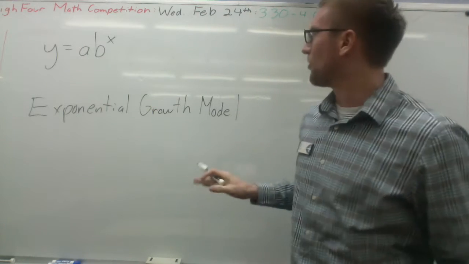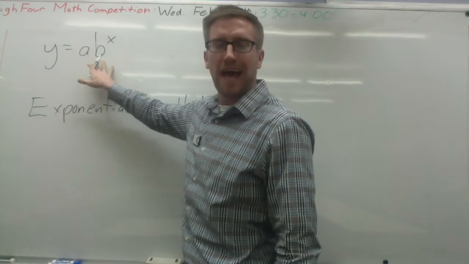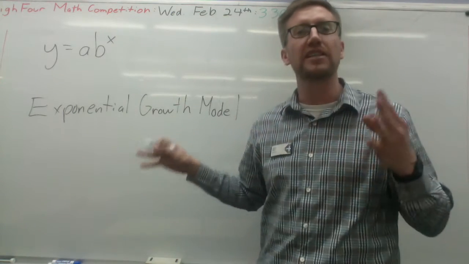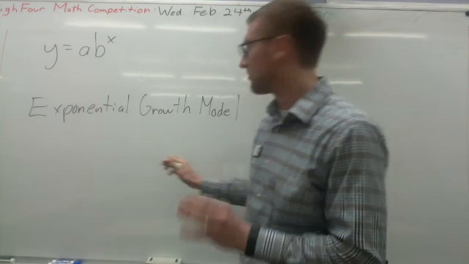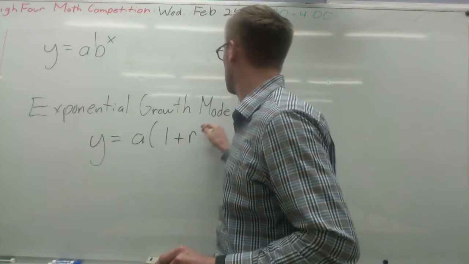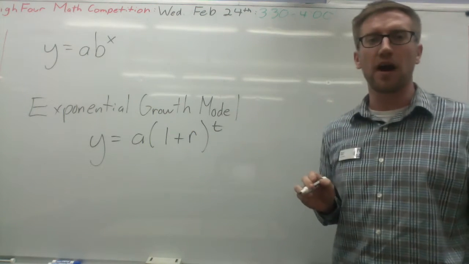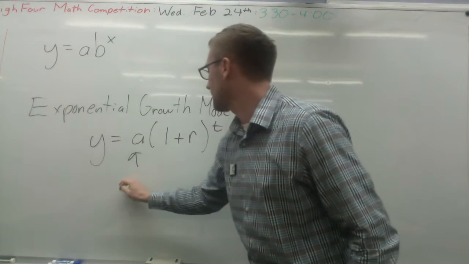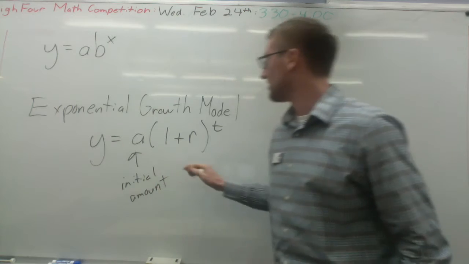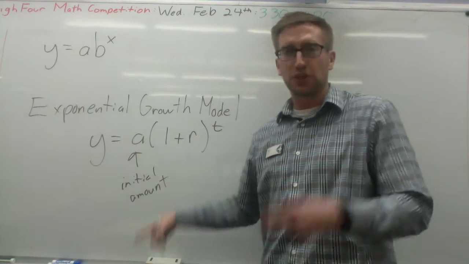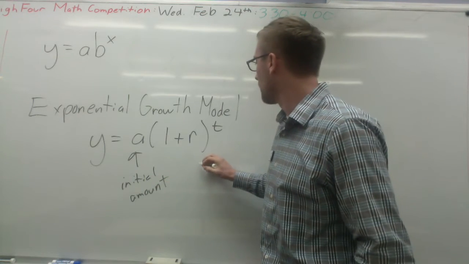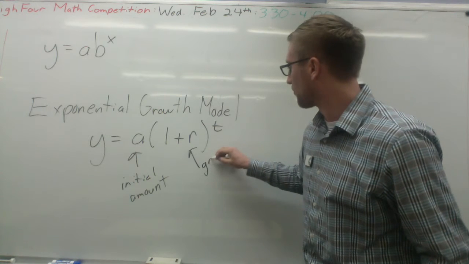We talked about in order for this to be growth, b had to be a number greater than 1. So we're going to have another formula that's just very similar to it. Alright, the formula is going to be something like this. Alright, so A in this case is our initial amount. So whatever I'm putting in, so whether that be money or whether it be trees or bacteria, whatever it is that's growing exponentially.